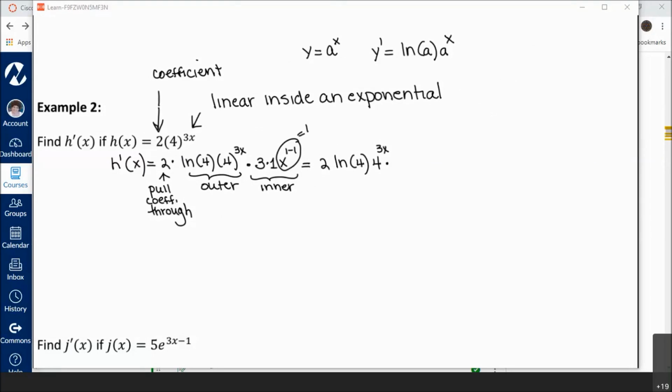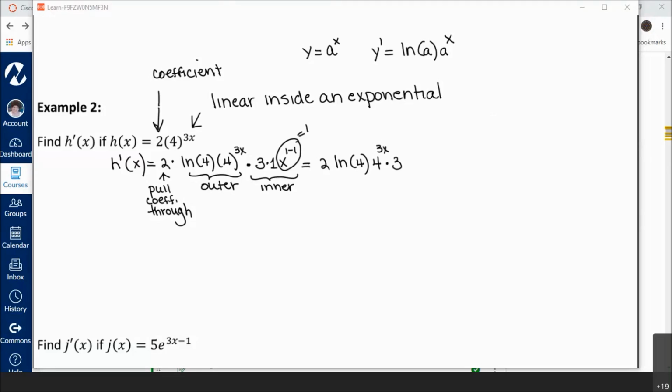And why is that? Because anything to the 0 is 1. That's one of the rules of exponents. So this just becomes a 3. Everybody all right with that?